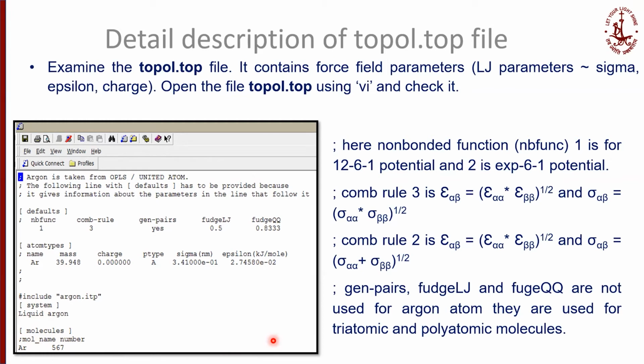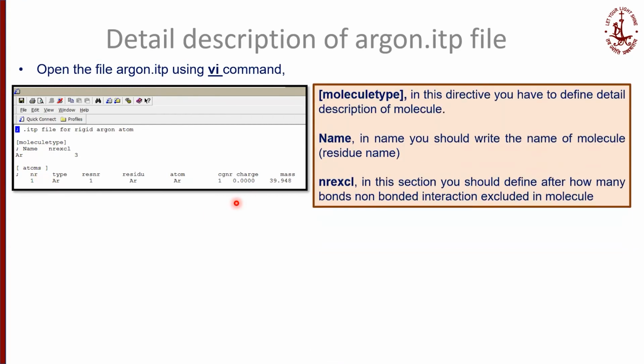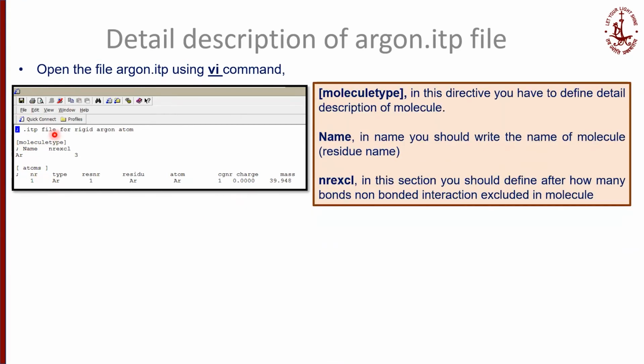So once you have changed everything in your top file, what is in the ITP file? This is what is there. Molecule type. In molecule type, you have to define a detailed description of the molecule. So name is argon. NREXCL. You have to define how many bonded neighbors' non-bonded interactions are excluded in this molecule.